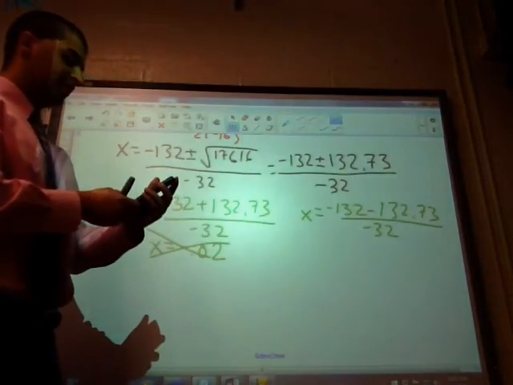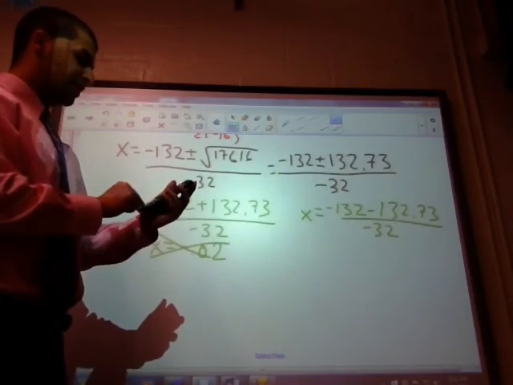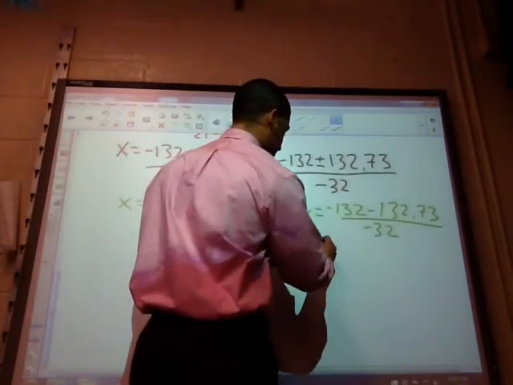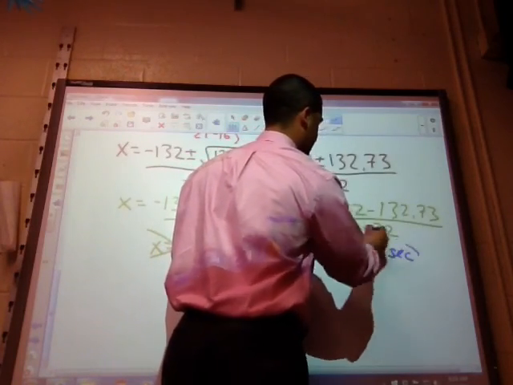We do negative 132 minus 132.73 divided by negative 32. We get 8.27 seconds until the ball hits the ground.